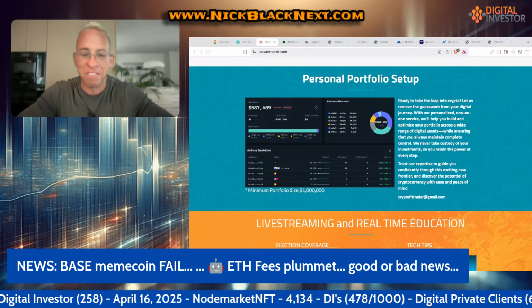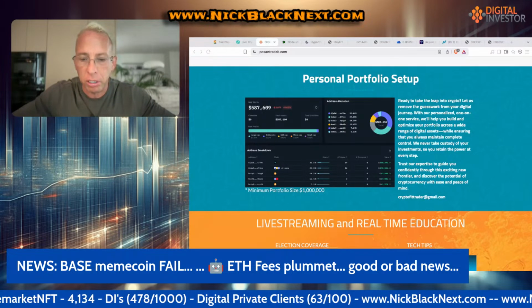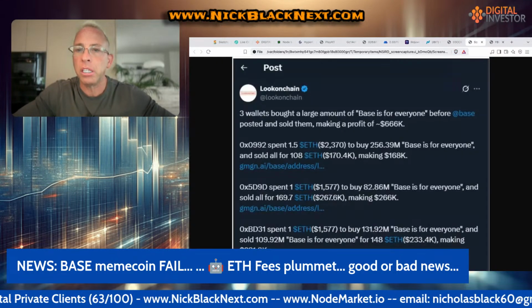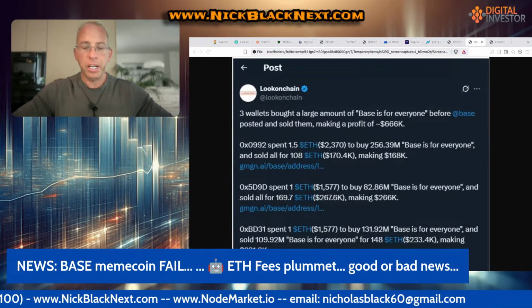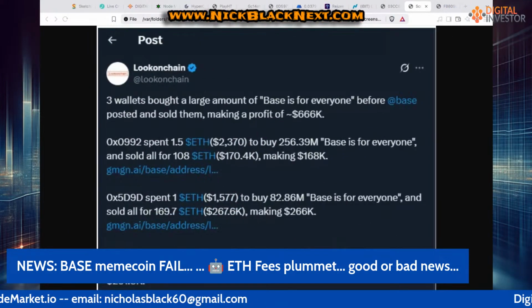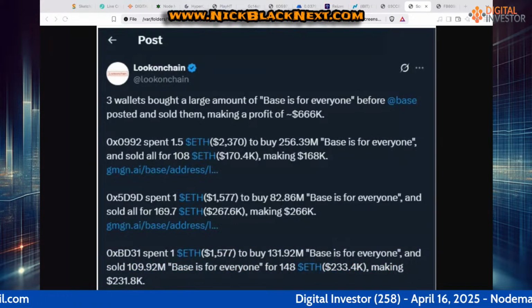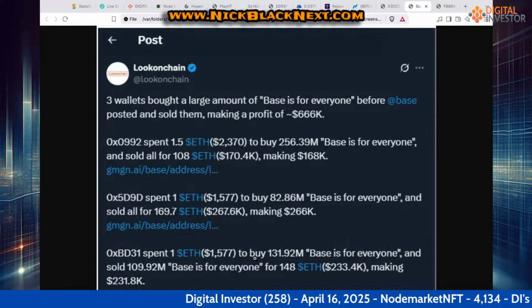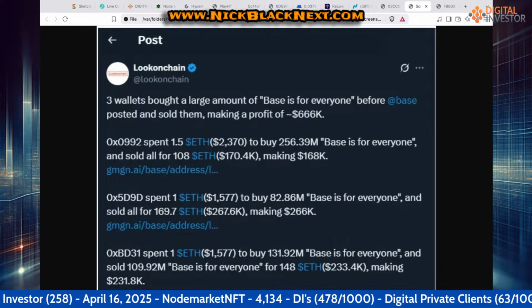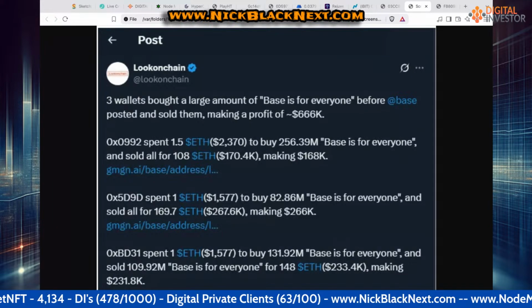Let me see if I can. Oh, it's so good. I want you guys to see this post because the post is pretty clear. Let me post that here so we can take a look. Okay, so here's what we're looking at. 3 wallets bought a large amount of Base for everyone before Base had even posted and sold them, meaning you could not possibly compete with these guys.